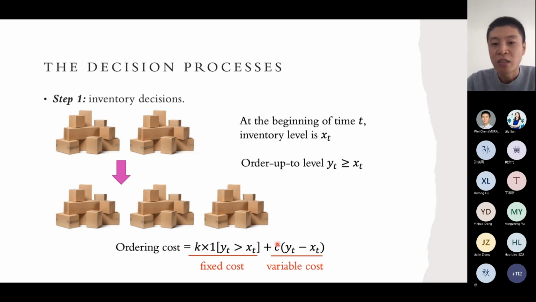And the other part of the cost is called the variable cost. This grows linearly with the amount of new inventory we introduce. That will be c times the number of new items we introduce, which is yt minus xt. Okay, so this is the first step, the inventory decision step.